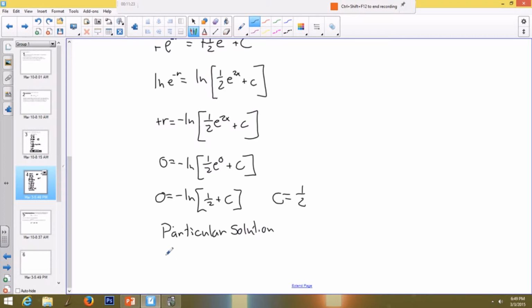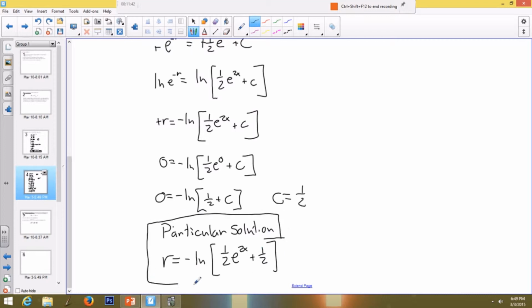is going to be y equals negative ln of 1/2 e to the 2x plus 1/2. And I'm sure there's some simplification that we could do here, but I think I want to leave it like that for right now. All right, let's go.